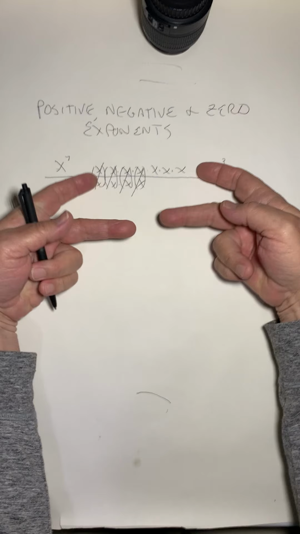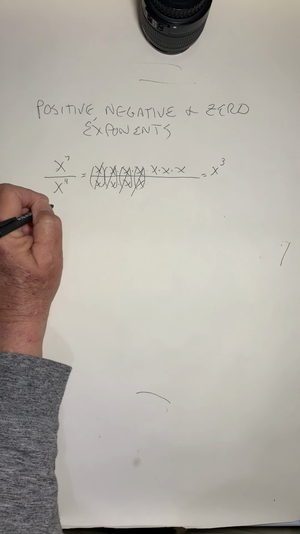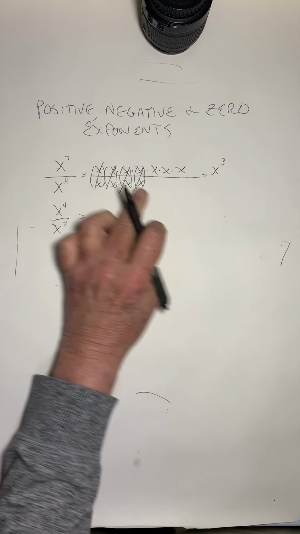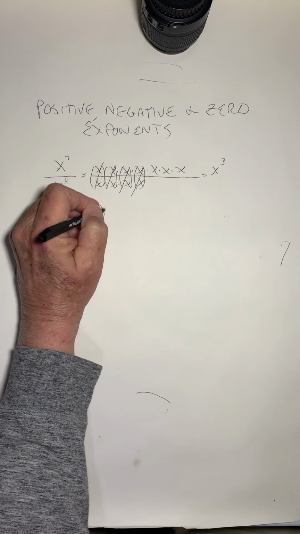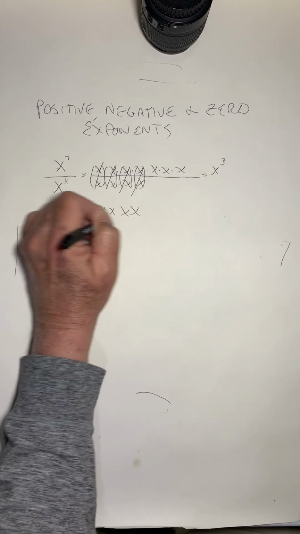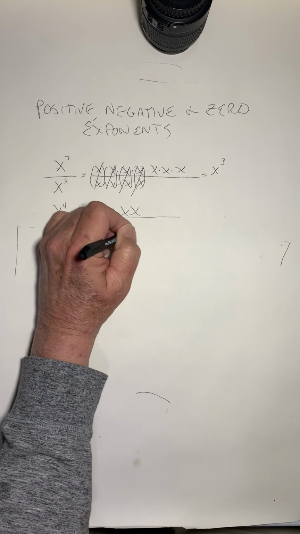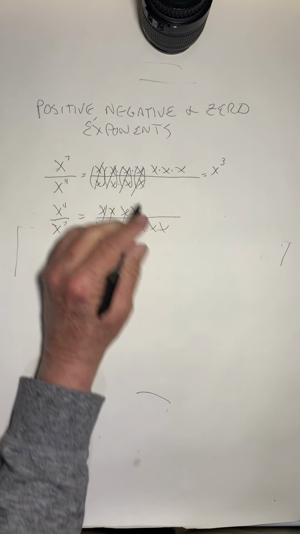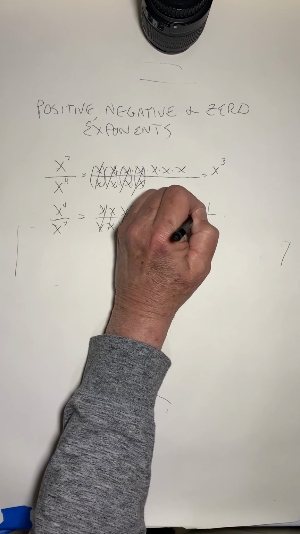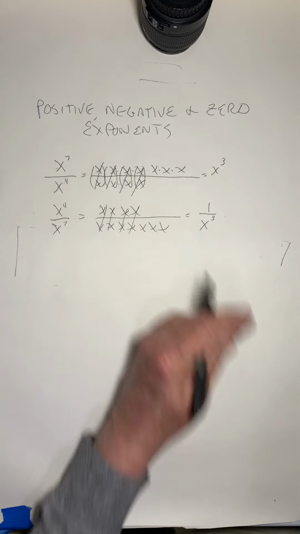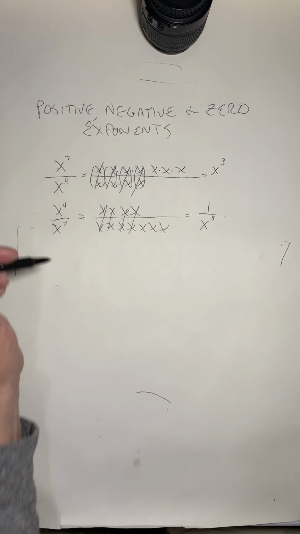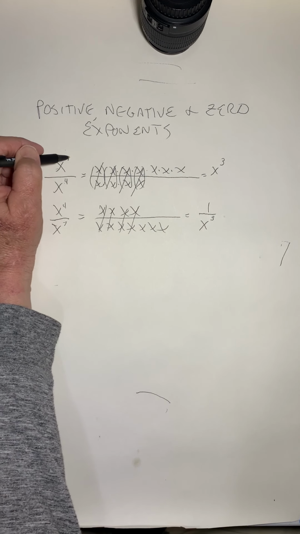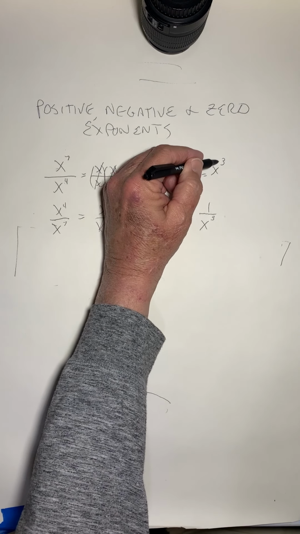So what happens if I flip it over? Let's say I'm going to have x to the 4th divided by x to the 7th. Well, based on this same exact logic, I got 4 on the top and 7 on the bottom. 4 of those cancel. I end up with 1 over x cubed. Notice here I said, if I subtract the bottom one from the top one, I get 3.